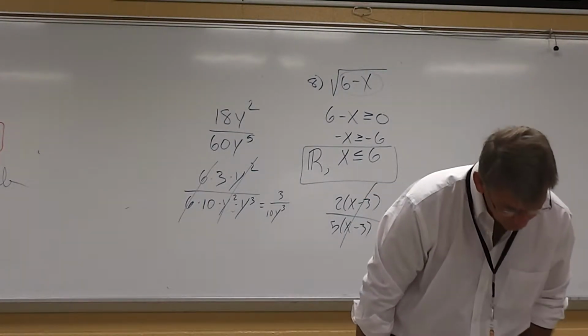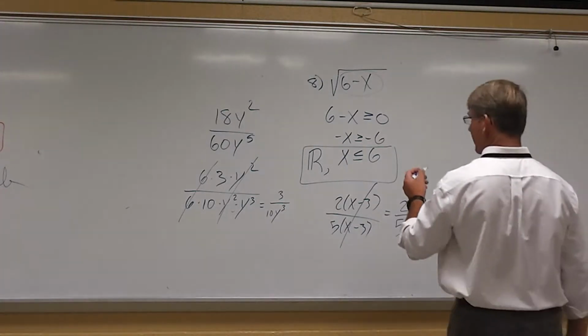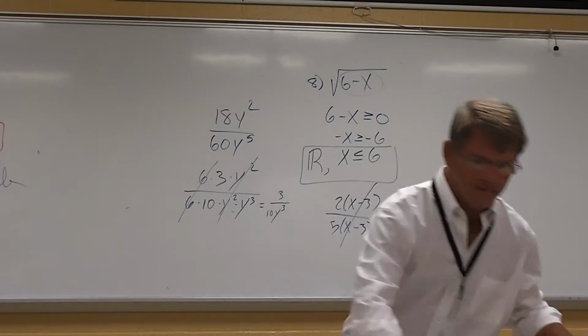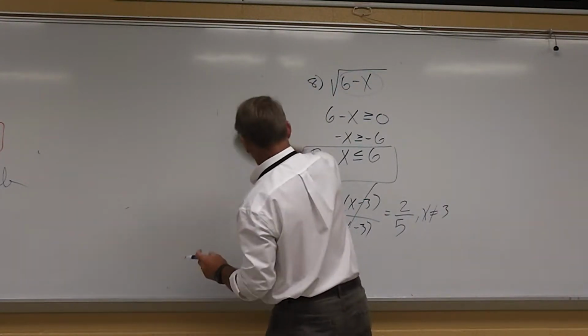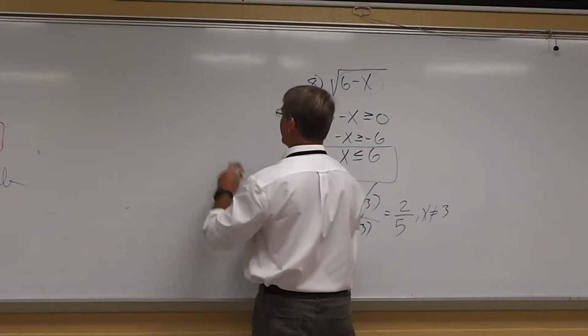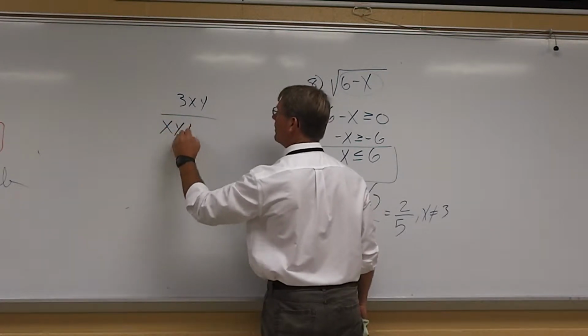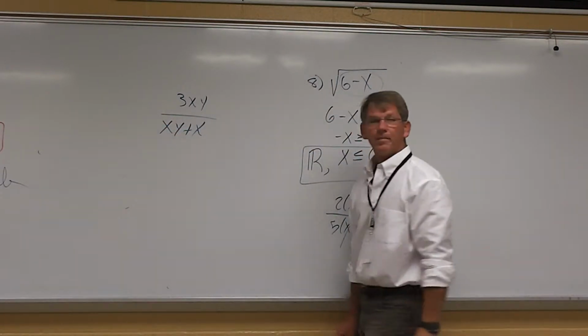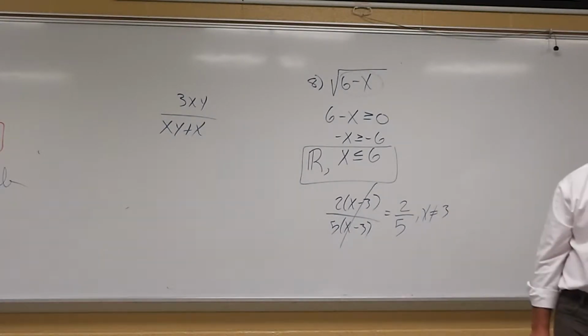Can I do 13? Yes, ma'am. 3xy over xy plus x. We got 3xy over xy plus x. All right, up top, I've got 3 factors: 3 times x times y.